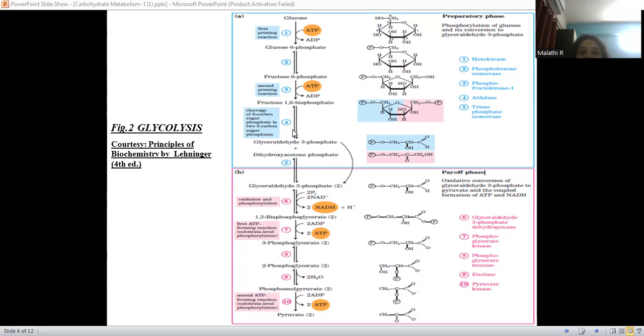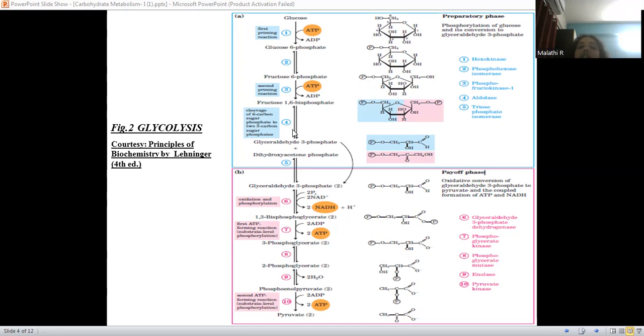Glyceraldehyde 3-phosphate is converted to 1,3-bisphosphoglycerate by means of glyceraldehyde 3-phosphate dehydrogenase, where you produce reducing equivalents, and these can enter the ETC so that ATP will be produced. And from 1,3-bisphosphoglycerate, you get 3-phosphoglycerate by means of the phosphoglycerate kinase enzyme, where we produce 2 ATP molecules. Then 3-phosphoglycerate goes to 2-phosphoglycerate by means of mutase, and 2-phosphoglycerate to phosphoenolpyruvate by means of enolase. And phosphoenolpyruvate will be converted to pyruvate by means of pyruvate kinase, where you get 2 ATP molecules.